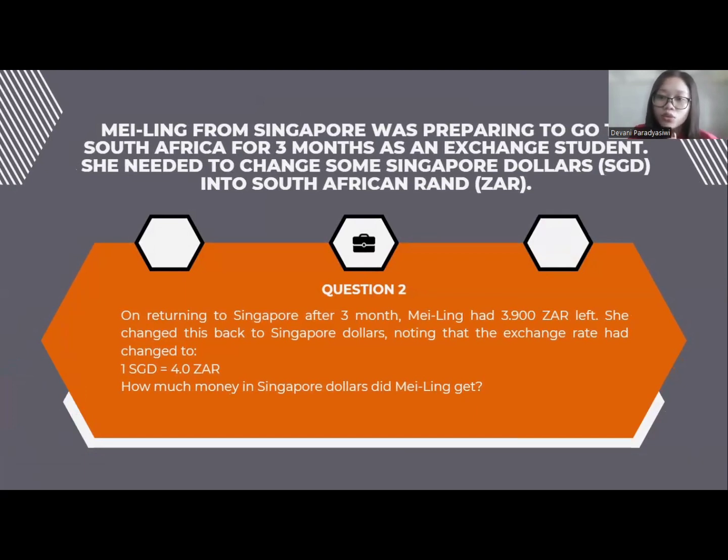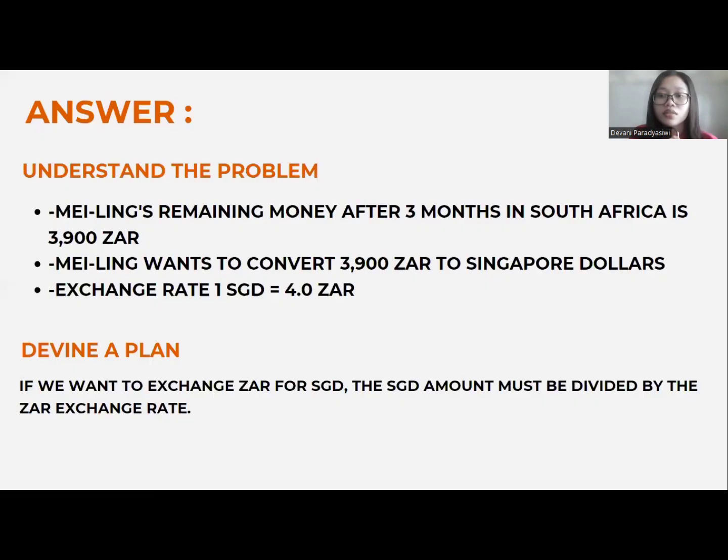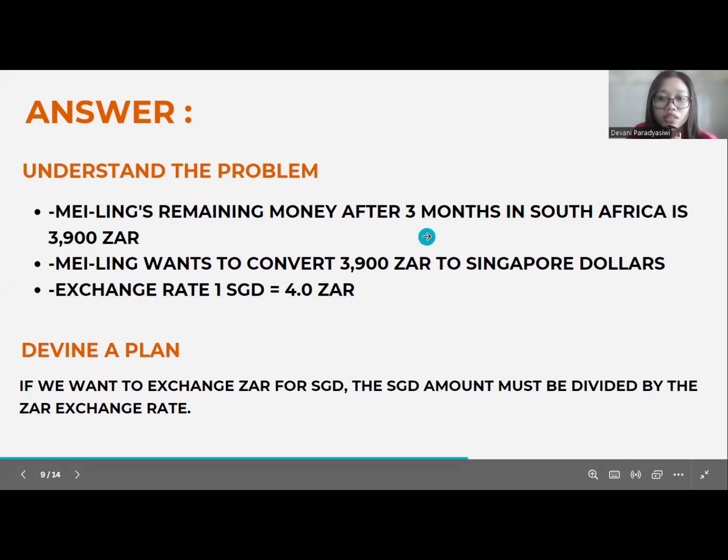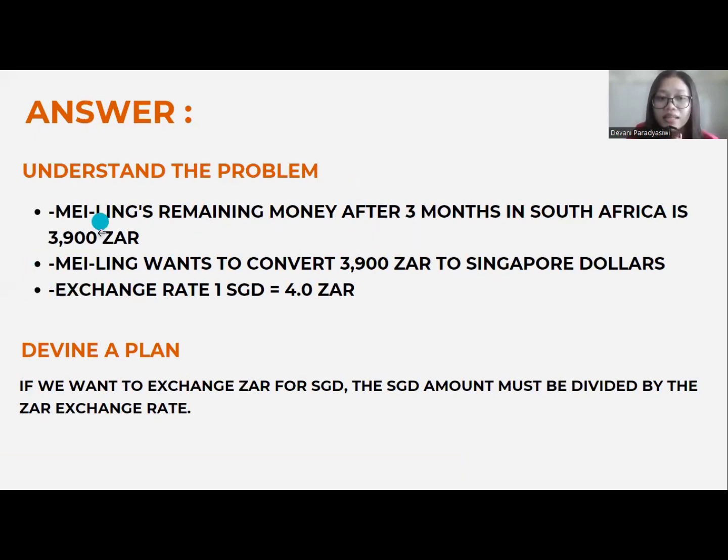To find the solution, we use the Polya steps. First, Mei-Ling's remaining money after 3 months in South Africa is 3,900 ZAR. Second, Mei-Ling wants to convert 3,900 ZAR to Singapore dollars. And the exchange rate is 1 SGD equal to 4 ZAR. Now that we know the problem, we have to find the plan.